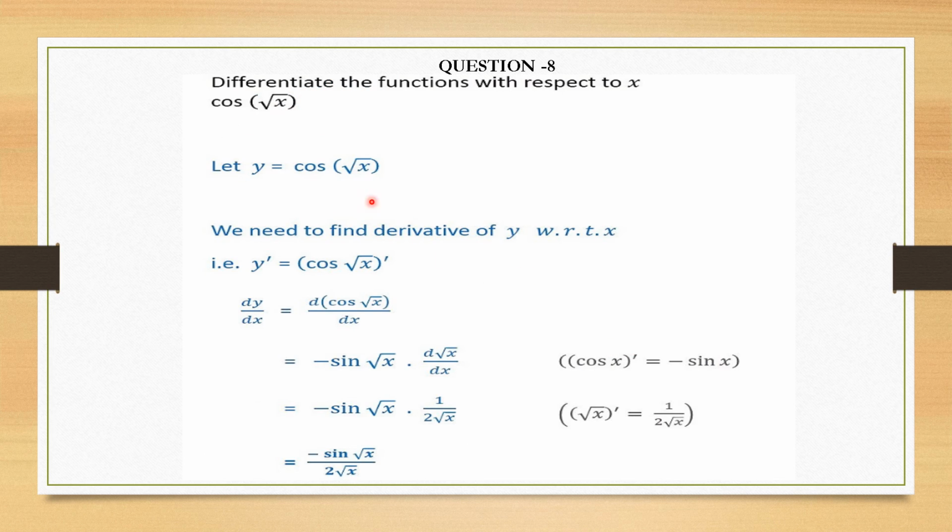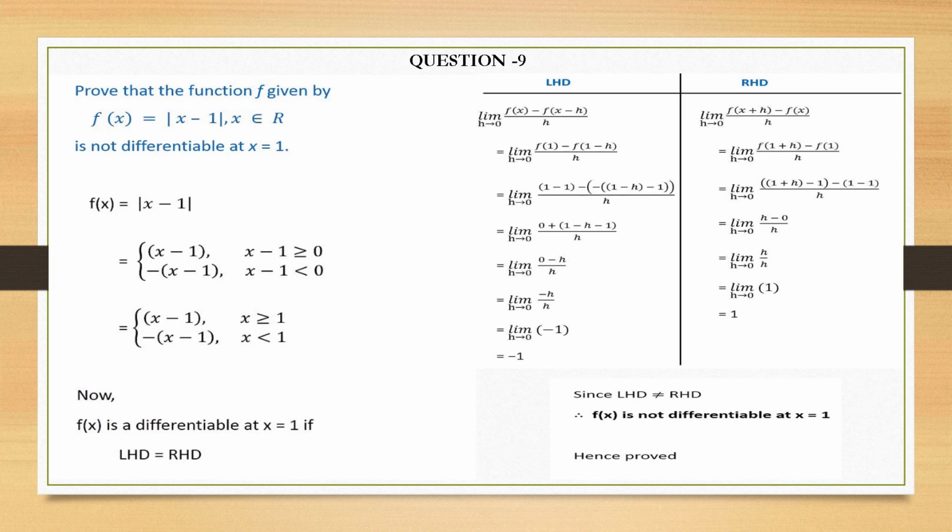Then differentiate the next one. It's again very simple. Now we have done the previous question, so this one is simpler as compared to it. So how should we go? d/dx of this will be firstly minus sin root x, and then d/dx of root x, which you know is 1 upon 2 root x. So it is minus sin root x divided by 2 root x.